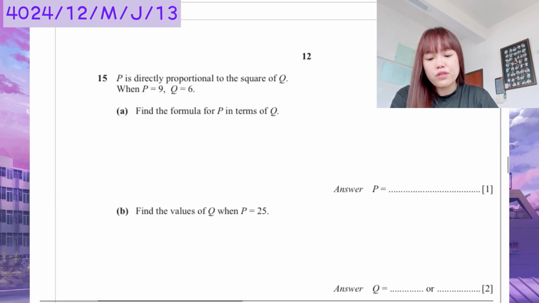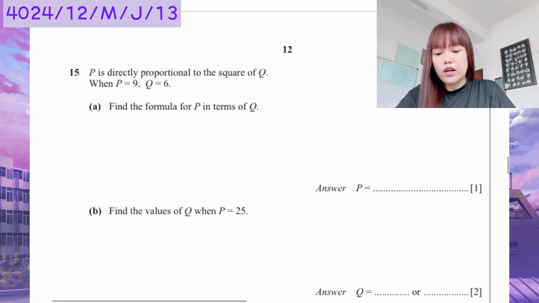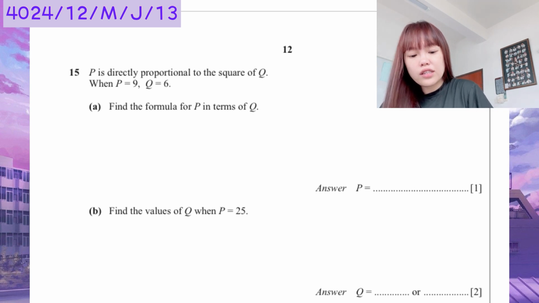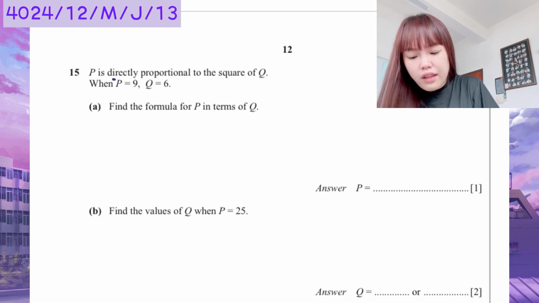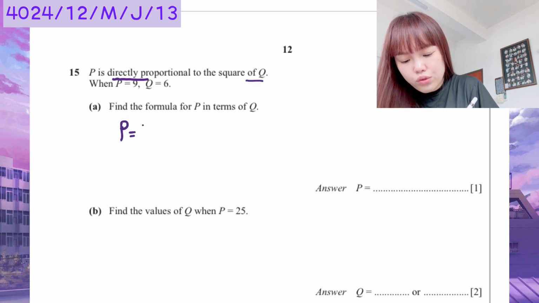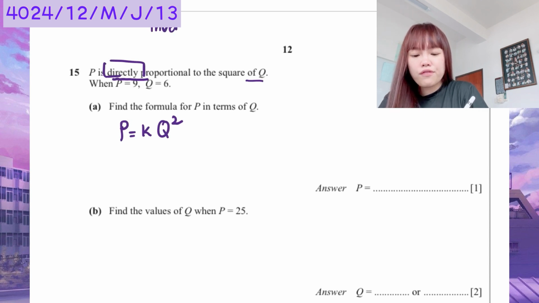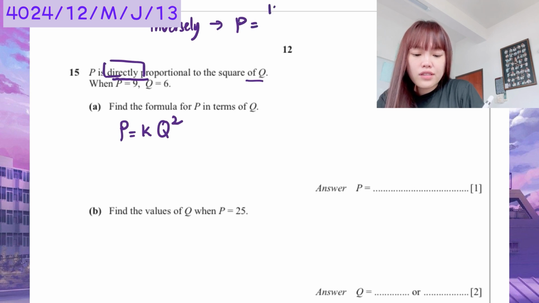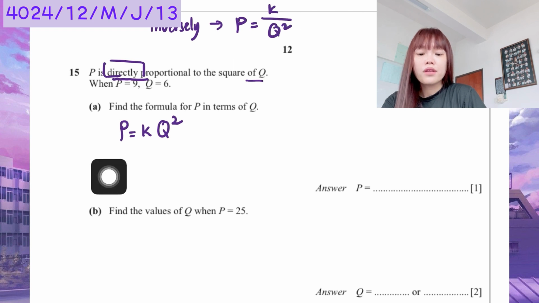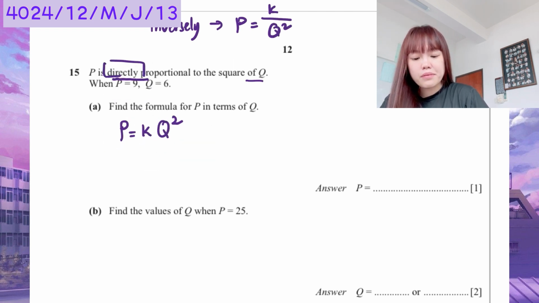Okay, let's look at question 15. We have directly proportional. Okay, this is under the variation topic. Directly proportional to the square of Q. So it means that it's P equals K times the square of Q. So if it's directly, you write P equals K times Q squared. But if it's inversely, just a recap, then you have to write K over Q squared. Okay, if it's inversely. If it's directly, then you write it with a times.